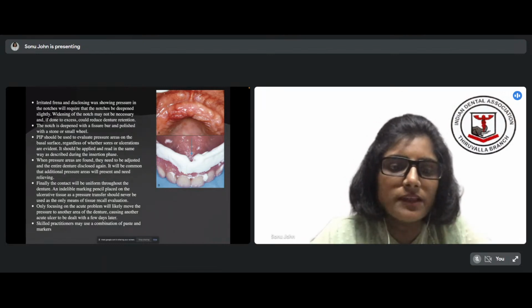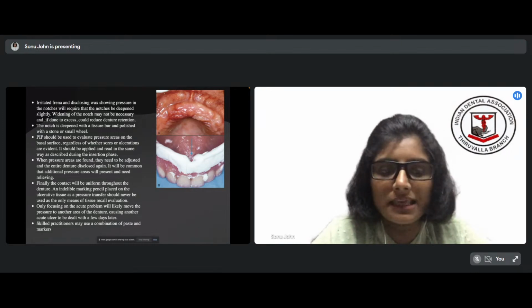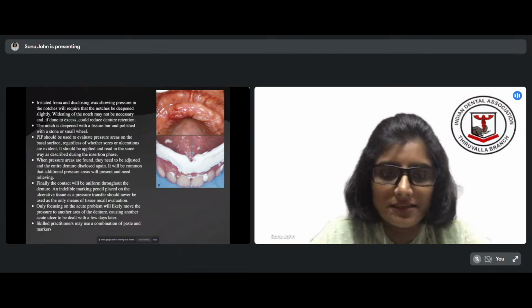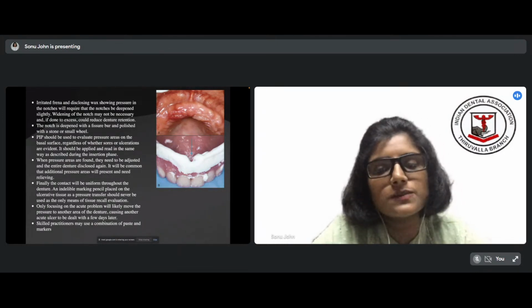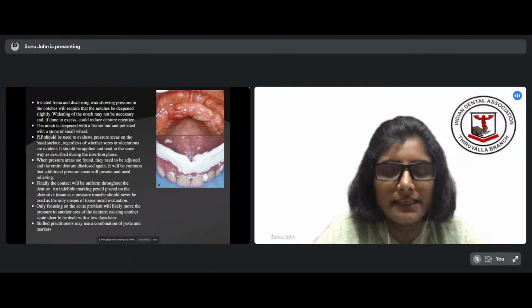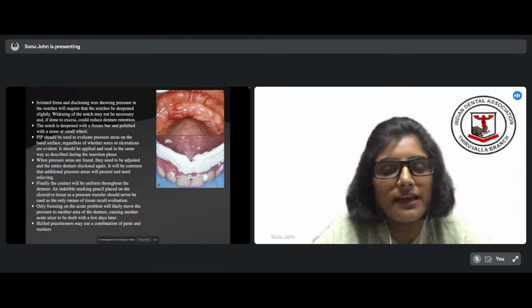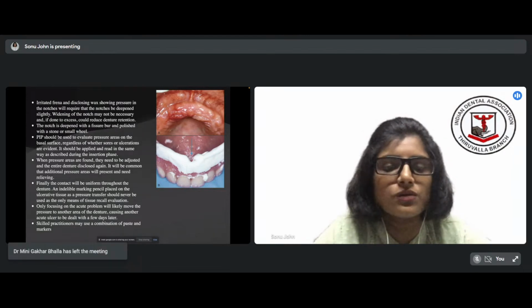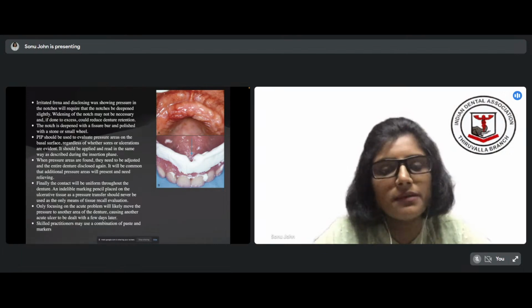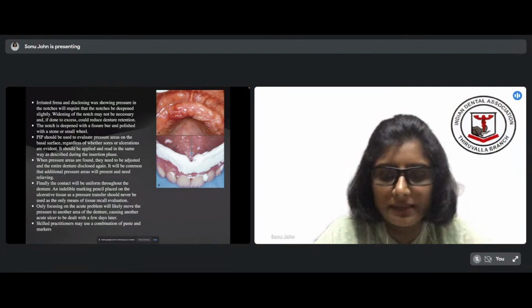Finally, the contact should be uniform throughout the denture. You can also use an indelible marking pencil over the area where the patient has an ulceration and transfer the pressure spot onto your denture, and make sure that area is relieved. Always first go in for your pressure indicating paste to recheck, and then maybe you can use your indelible marking pencil.